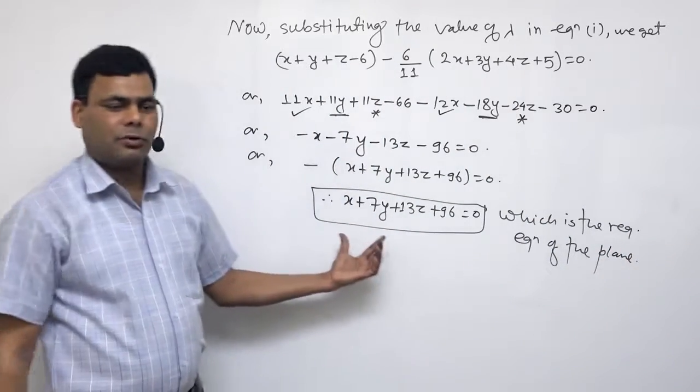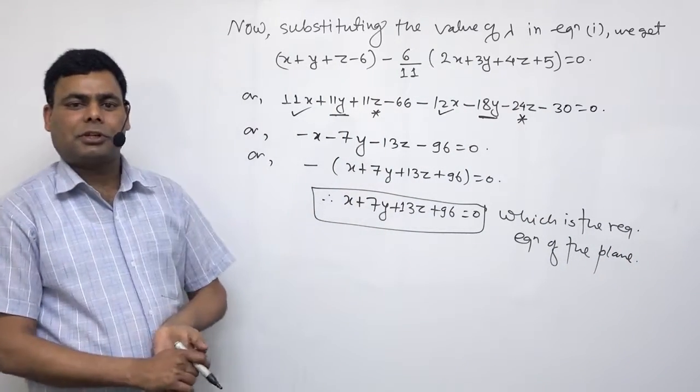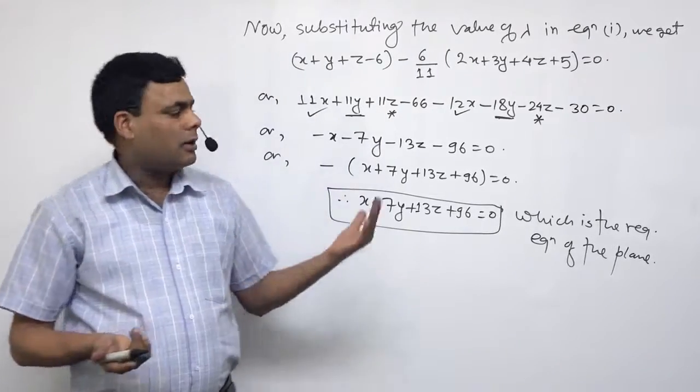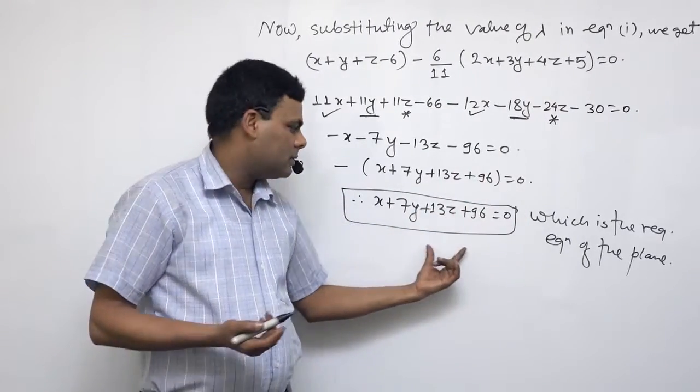In this way, we can find the equation of the plane which passes through the intersection of the given planes and is perpendicular to another given plane, and it is of this form.